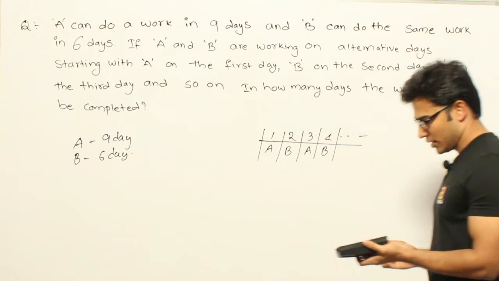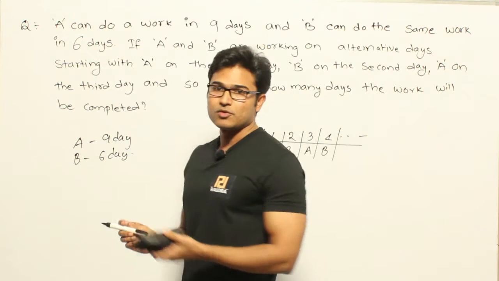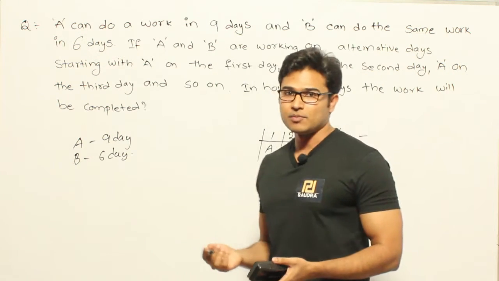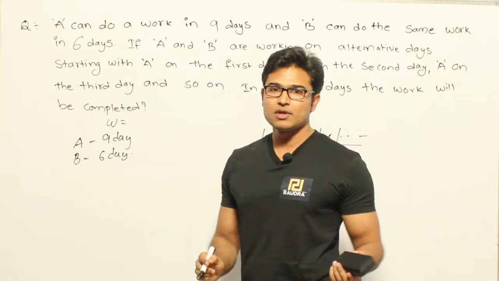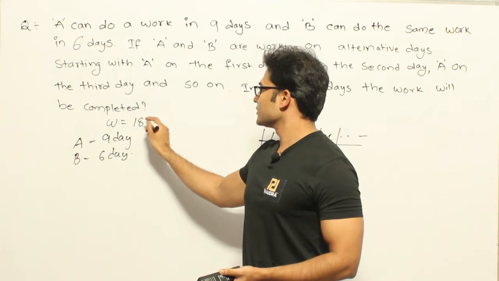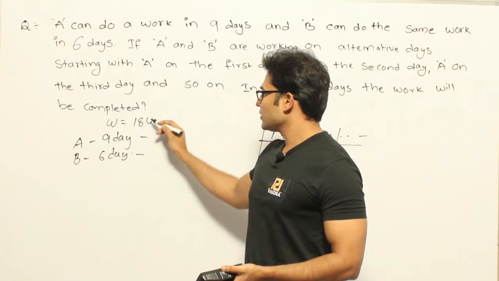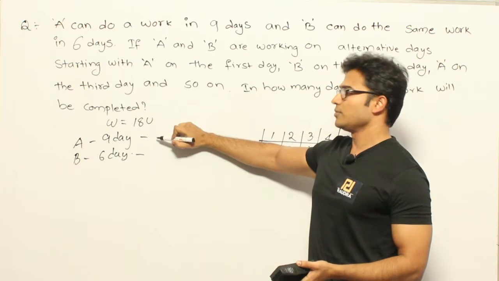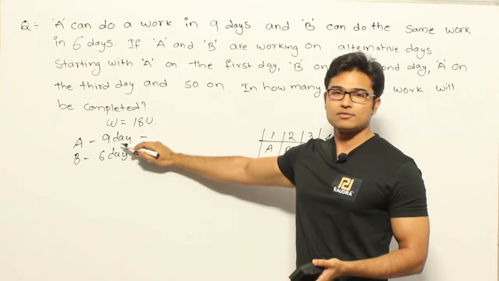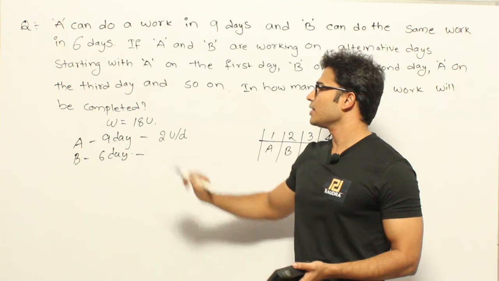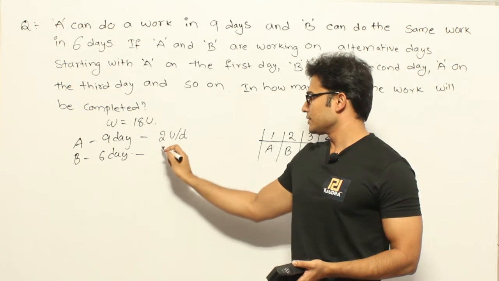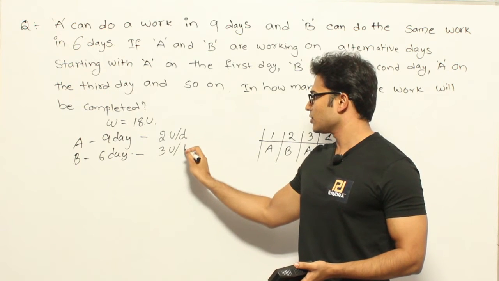If this is the way they are working, then how many days does it take for them to complete the work? Again we are using the same concept. Assume that the total work is some number which is a multiple of these two. I'll assume that it is 18 units. Now given that the work is 18 units, what will be the rate? 18 by 9, which is nothing but 2 units per day, is the rate of A, and 18 by 6, 3 units per day, is the rate of B.